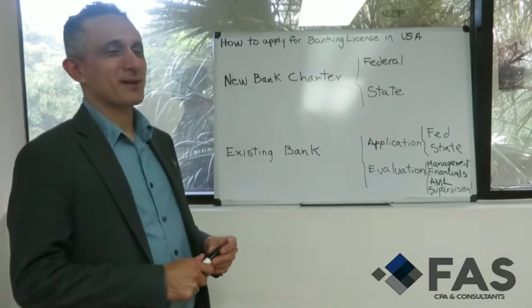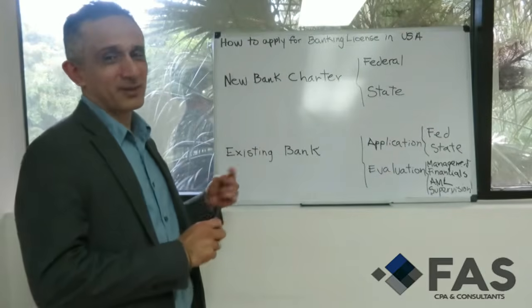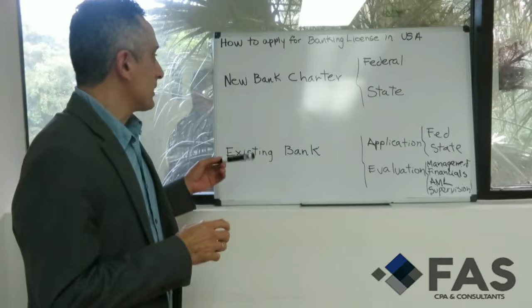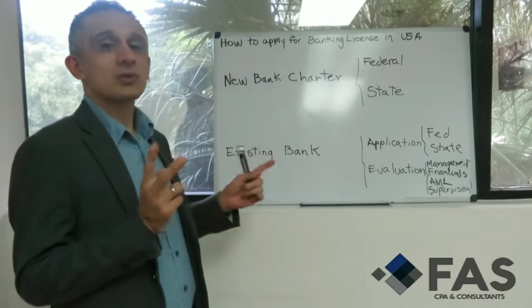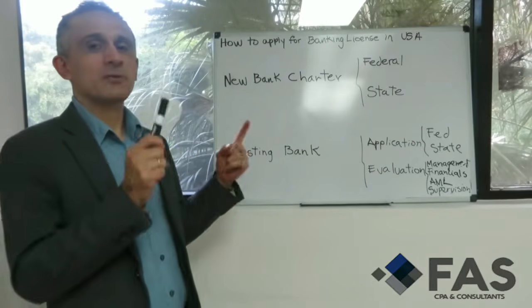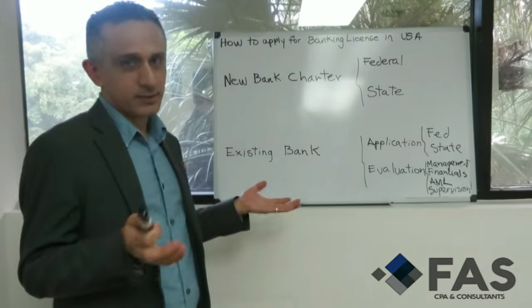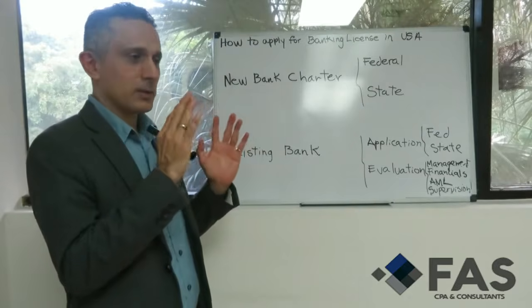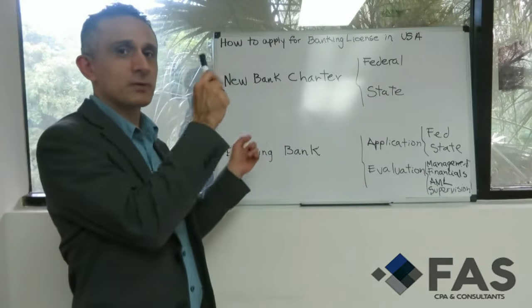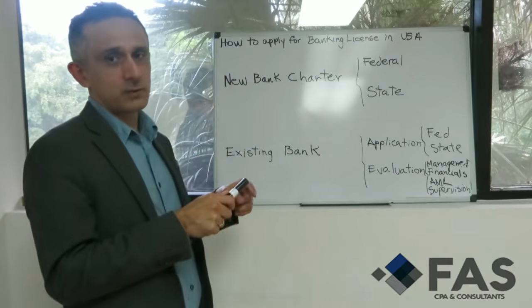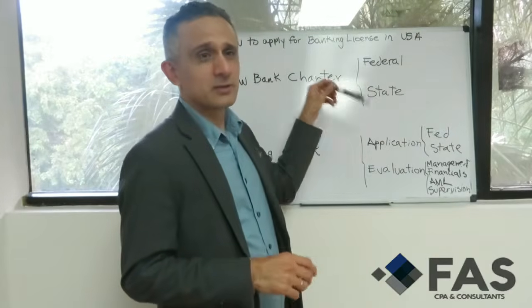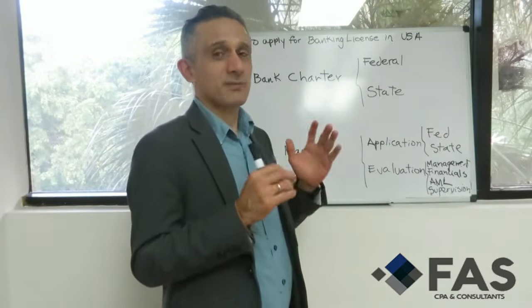I am the CPA of the firm Fast CPA Consultants, and today we're going to talk about how to open a bank in the USA. There are basically two forms of opening a bank in the USA. The first one is to apply for a new charter, meaning for a new banking license. Within that, there are two applications, one for the federal charter and one for the state charter. At the federal and state level, the application paperwork is basically very similar.